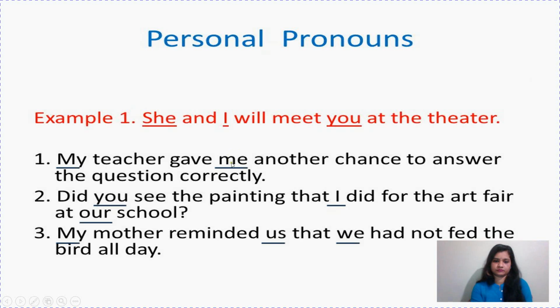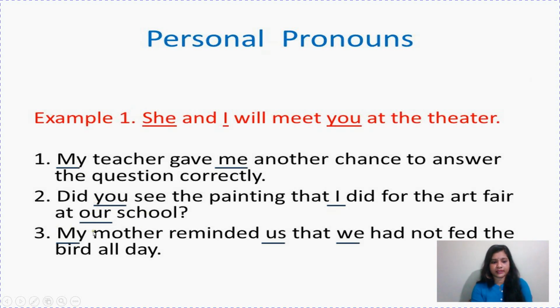But "me" is a personal pronoun and it is first person. Did you see the painting that I did for the art fair at our school? Children, again "you" is second person here, "I" is first person. And what about "our school"? Please check again here. School is a noun and "our" is modifying it. So it is a possessive adjective. My teacher, "my" is a possessive adjective and our school, "our" is a possessive adjective.